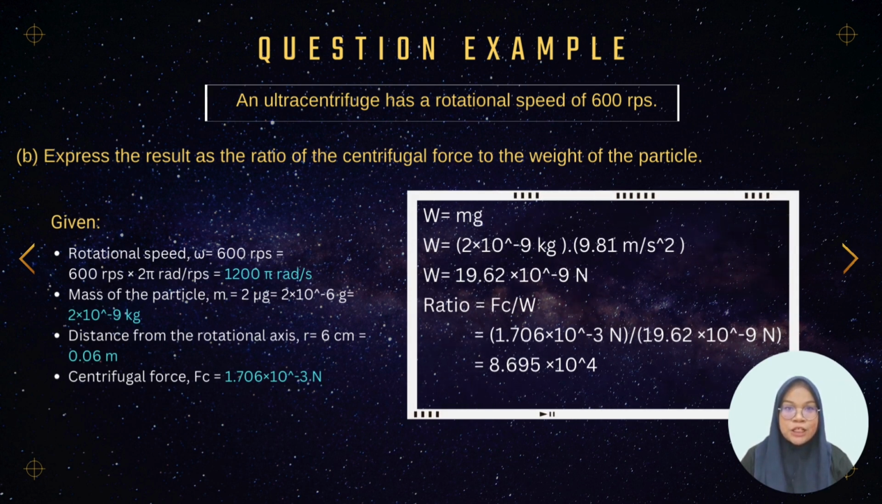B. Express the result as the ratio of the centrifugal force to the weight of the particle. The ratio is given by the centrifugal force Fc divided by the weight W. From this formula, we need to find the weight first. The weight of the particle is given by W equals mass times the acceleration due to gravity. Substituting the mass 2 times 10 to the power of negative 9 kg and the acceleration due to gravity 9.81 meter per second squared, we get W as 19.62 times 10 to the power of negative 9 newtons. After that, substitute the values of W and Fc into the formula of the ratio, and the ratio will be 8.695 times 10 to the power of 4.